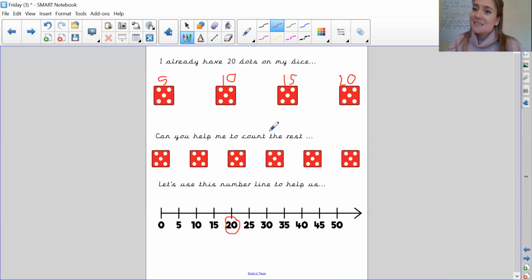So can you help me to count the rest? So let's use our number line to help us. So do you think you can count from 20 on and see how many dots there are? Pause me once you do that. Okay, let's have a look.